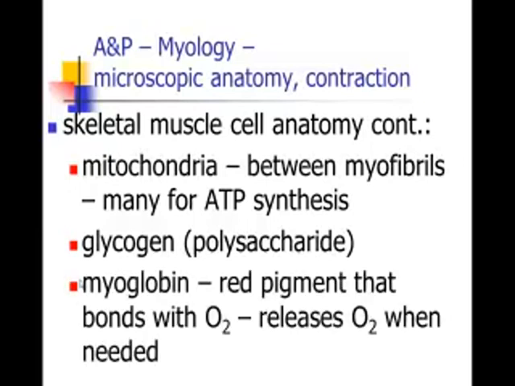We also have in some skeletal muscle cells myoglobin, and myoglobin is a red pigment. It sounds a little bit like another word. What's the other word, Pans? Right, hemoglobin. Myoglobin is sort of like hemoglobin. It is a red pigment. It bonds with oxygen, as does hemoglobin. And then when the oxygen concentrations get low within the cell, which is when the cell is going to need it, then the oxygen would be released from the myoglobin.